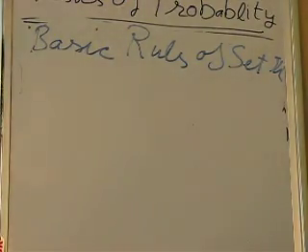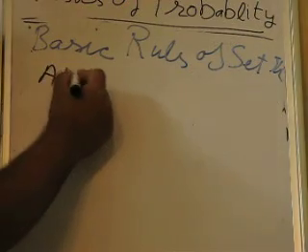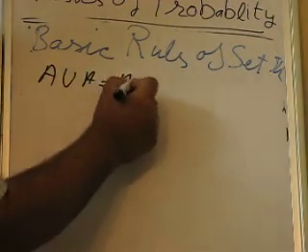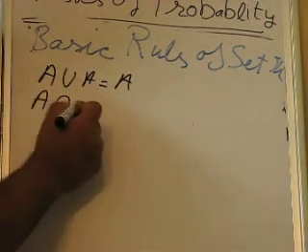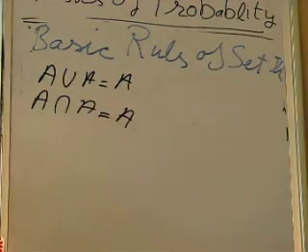The other is the idempotent law, where you use a set with itself. A union A is equal to A, and A intersection A is equal to A. This is called the idempotent law because you use the set itself.